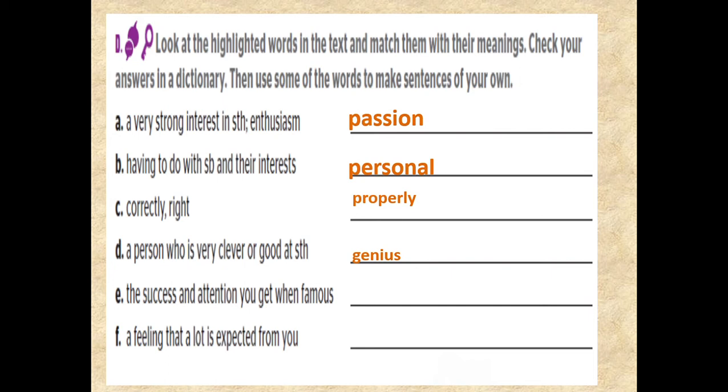The success and attention you get when famous. Fame. A feeling that a lot is expected from you. Yes, great, pressure. Check your answers and put them in your book.